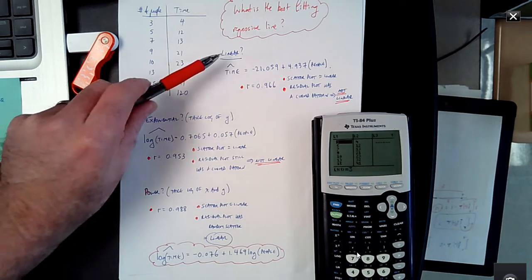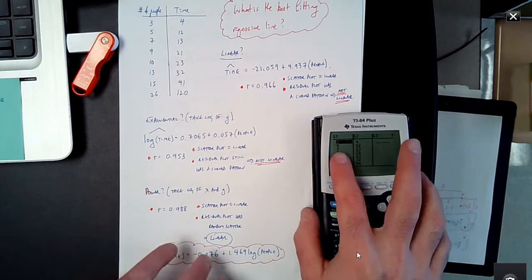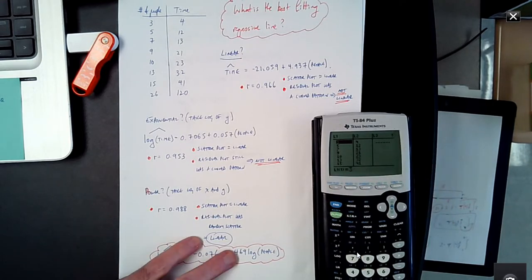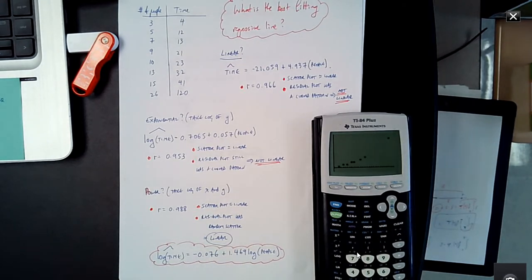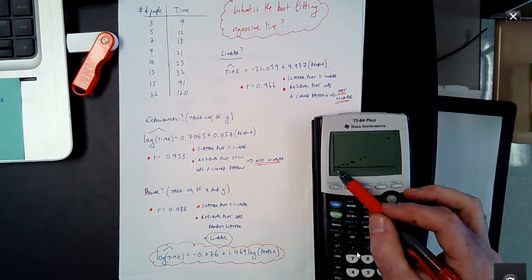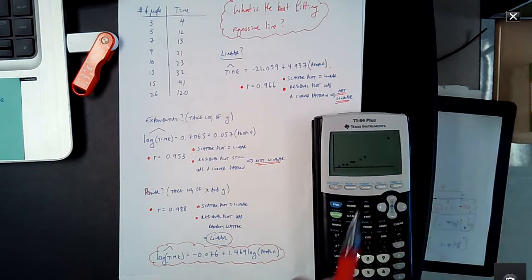So let's go ahead and just check that it's linear first. I've got all my data in L1 and L2. If I do a scatter plot of that data, there's L1, there's L2, and then I do Zoom 9. It looks roughly linear, but I'm a little concerned by the slight curve going on, which may be either exponential or power. So let's go ahead and check the residual plot.